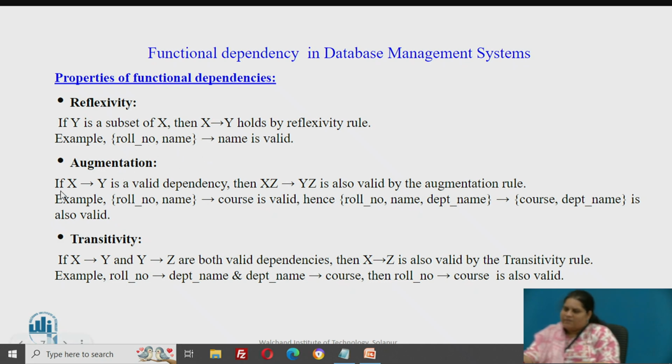Then augmentation. So if x and y have the functional dependency, and we add one more attribute to x and y, that is on the left hand side and also on the right hand side, then by the augmentation rule, for example, roll number and name I have taken, and I have just added the department name over here. Also at the right side course is there, so I have added department name over there also. So it is valid. That means if we add the same attribute to the left and right, then it is having the functional dependency between these two.